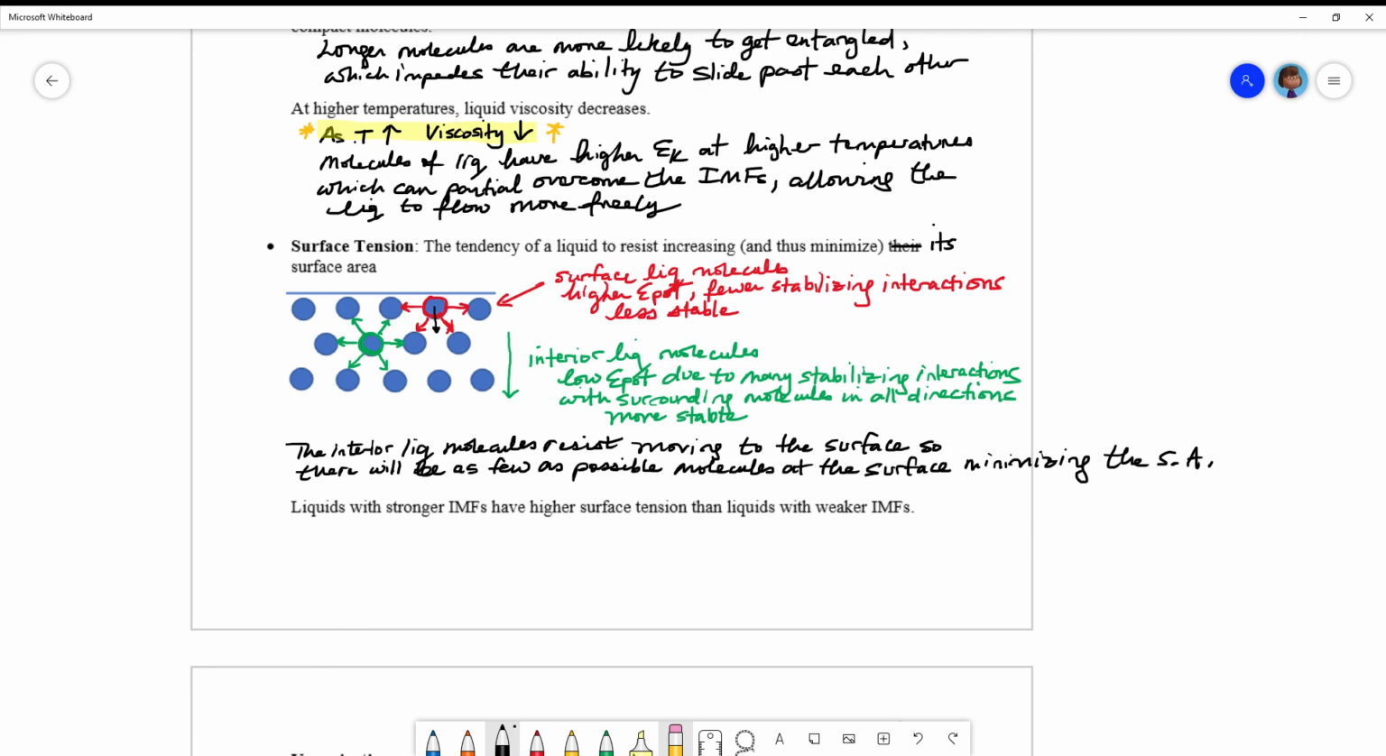Now, what is the relationship between surface tension and intermolecular force strength? Well, that's right here. Liquids with stronger intermolecular forces have higher surface tension than liquids with weaker intermolecular forces. In other words, as IMF strength goes up, surface tension also goes up.